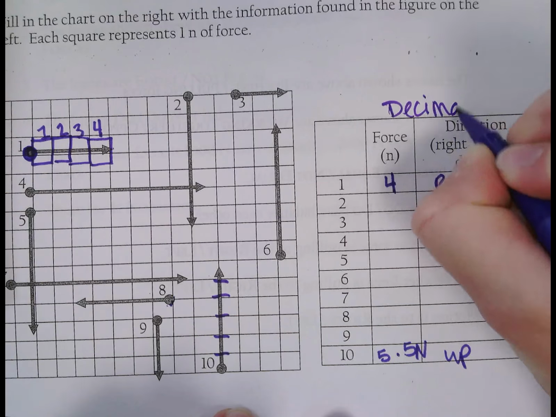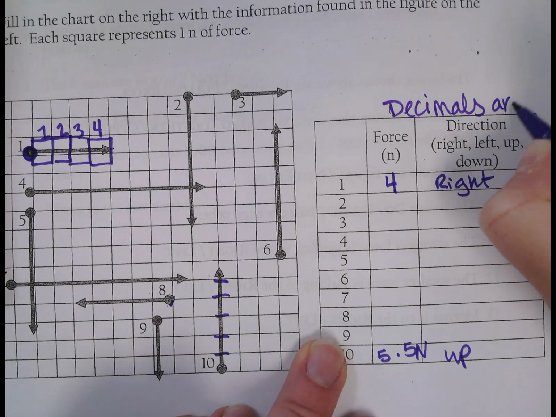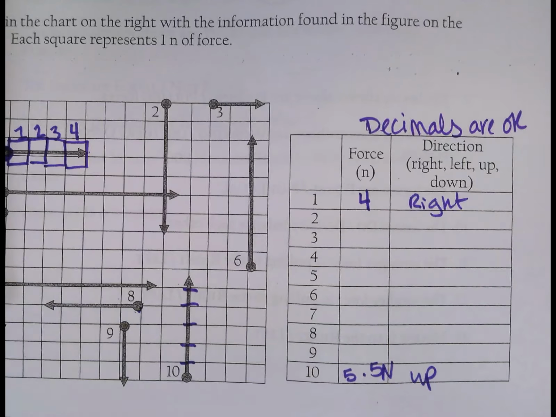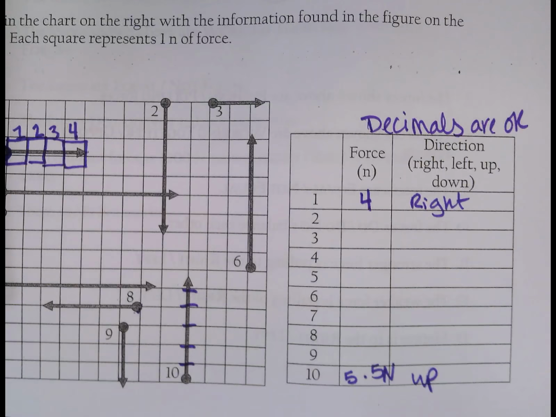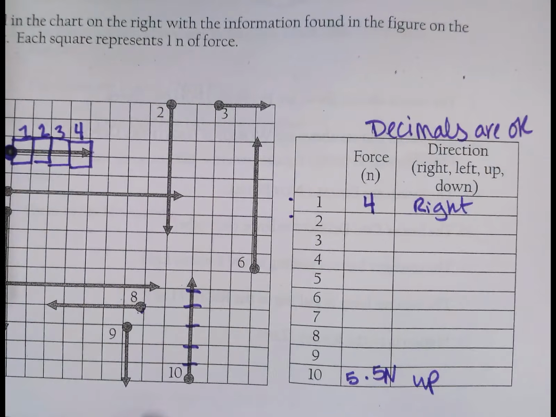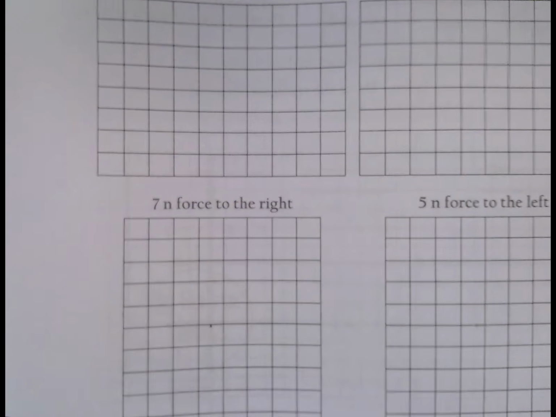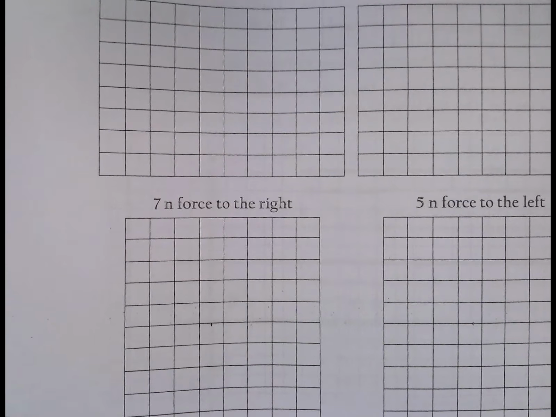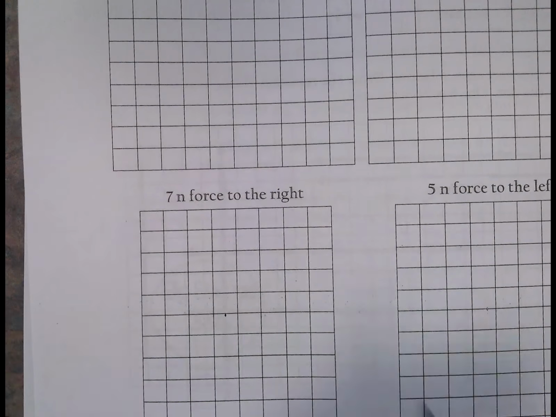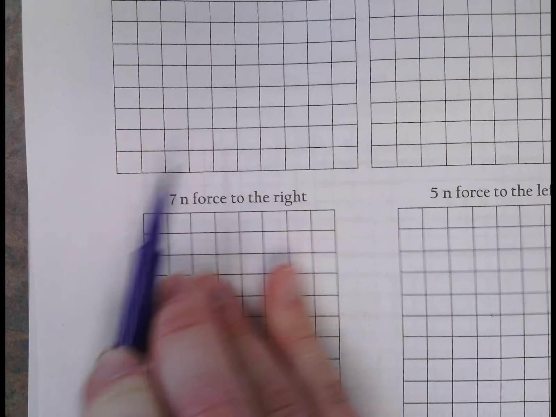You don't need to write this on your paper. I'm just putting it. Decimals are okay. Okay, so all but 2 will be decimals. Only numbers 1 and 2 will be whole numbers. Okay, looking at this, this is going to be drawing them. And if you know you're going to be drawing something to the right, I would start more on the left side.